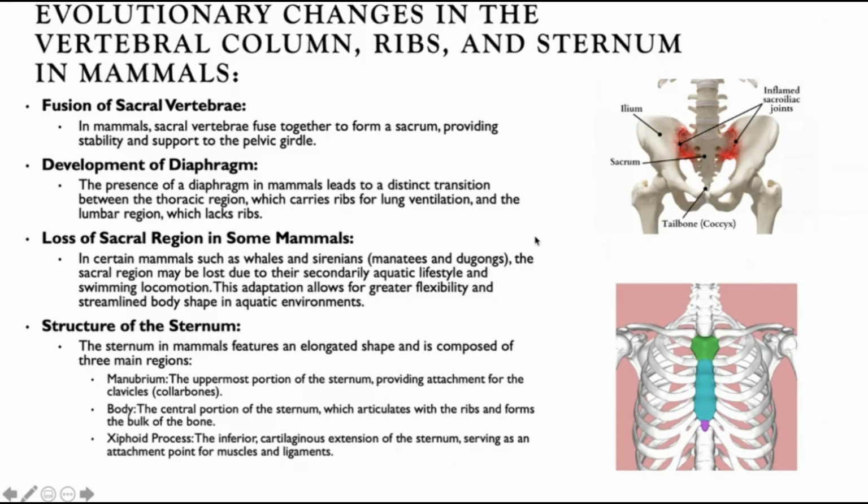Now, the structure of the sternum. The sternum has 3 different parts: the manubrium, the body, and the xiphoid process. The manubrium gives the attachment site for the clavicles, as we can see here at the top. And then the body articulates with the ribs, as you can see here, the blue area right here. And then the xiphoid process is the cartilaginous extension right here at the bottom, which is the attachment point for the muscles and the ligaments. So the sternum became a bit more developed. It didn't appear for the first time in the mammals, because the sternum appeared for the first time in amphibians, okay? But it became a bit more developed in the mammals.